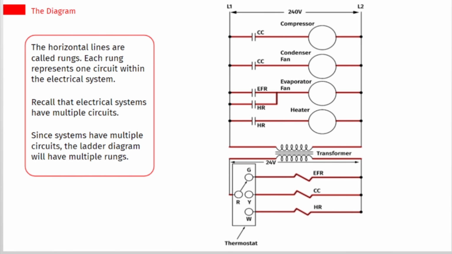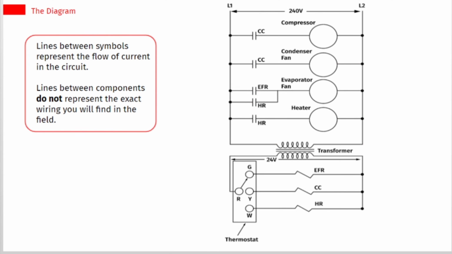Recall that electrical systems have multiple circuits. Since systems have multiple circuits, the ladder diagram will have multiple rungs. Lines between symbols represent the flow of current in the circuit. Lines between components do not represent the exact wiring you will find in the field.